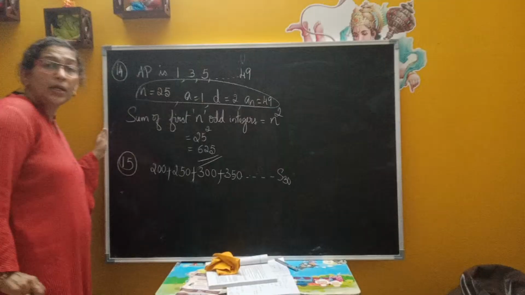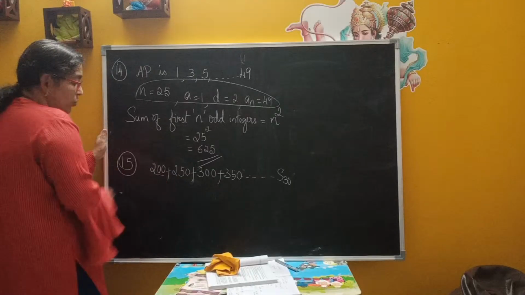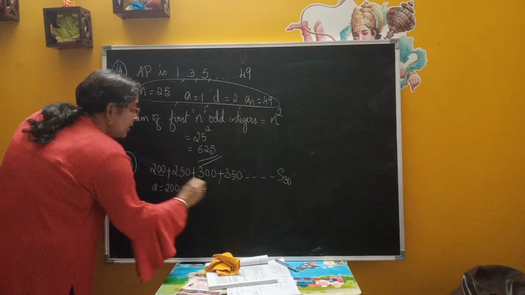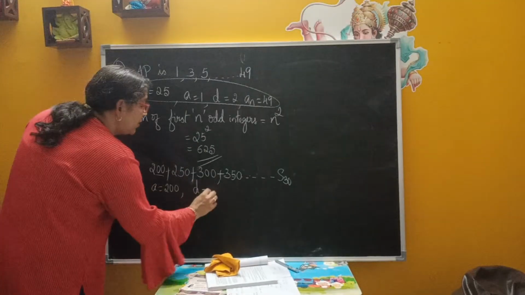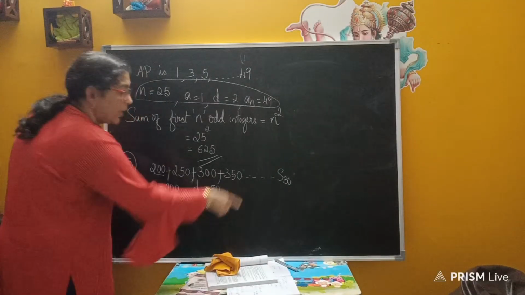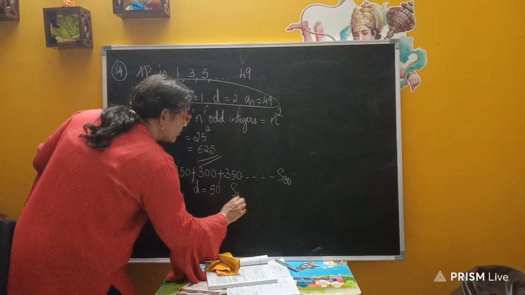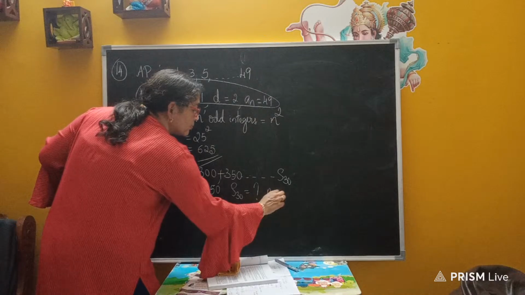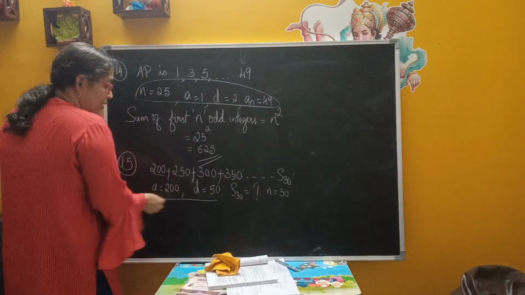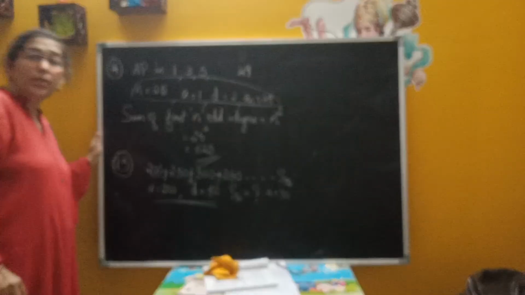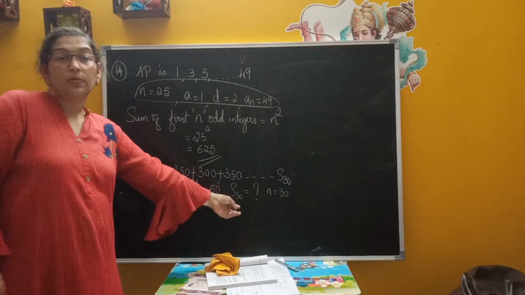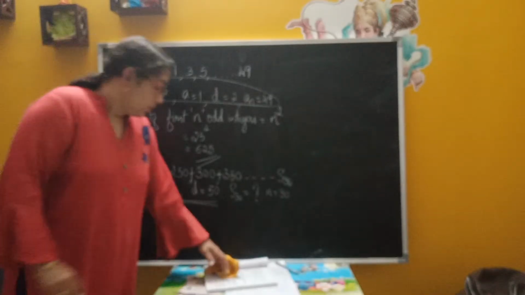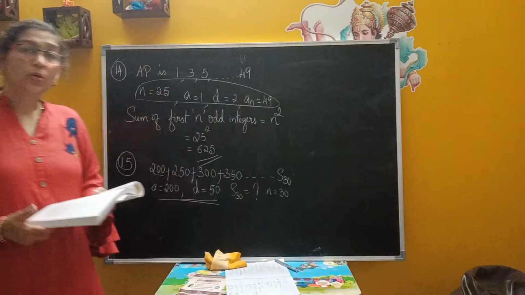So we need to find S30. What is A? A is 200. D, how much? Each day 50 rupees extra, so D is 50. S30 is asked to find. How many days? N is equal to 30. So we have been given A, D, N, all these values. Using this, find the value of Sn or S30. You will get the answer. So it is a direct question. You can continue this problem.